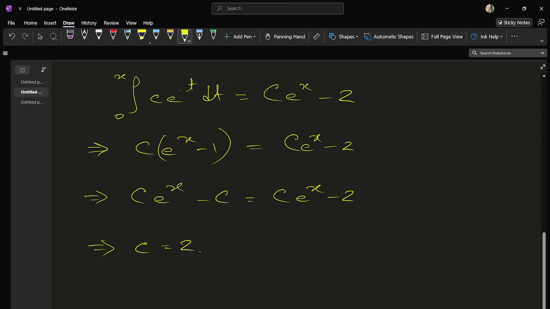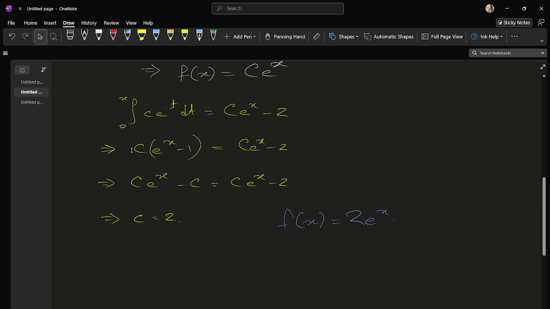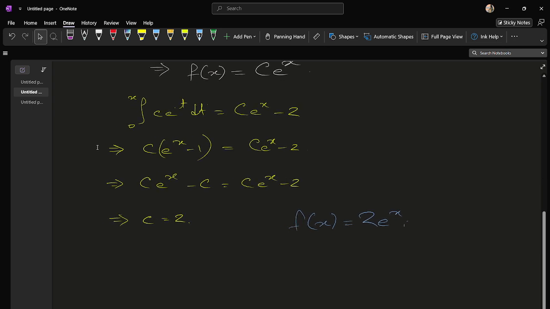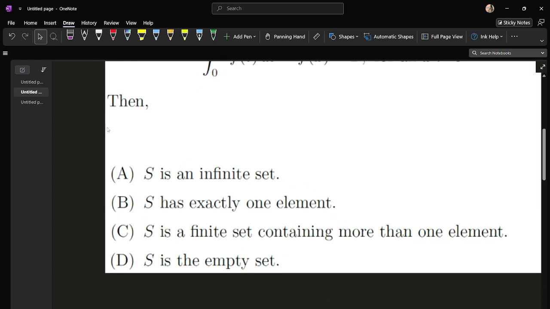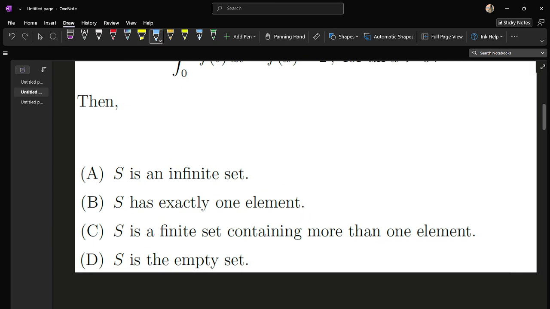So our f(x) is equal to 2 e to the power x. Only this function satisfies all the given conditions, so it is the unique function. Since we found exactly one function that satisfies the equation, the set S contains exactly one element. Thus the correct answer is option B, which says S has exactly one element. So that is the correct answer to this question.